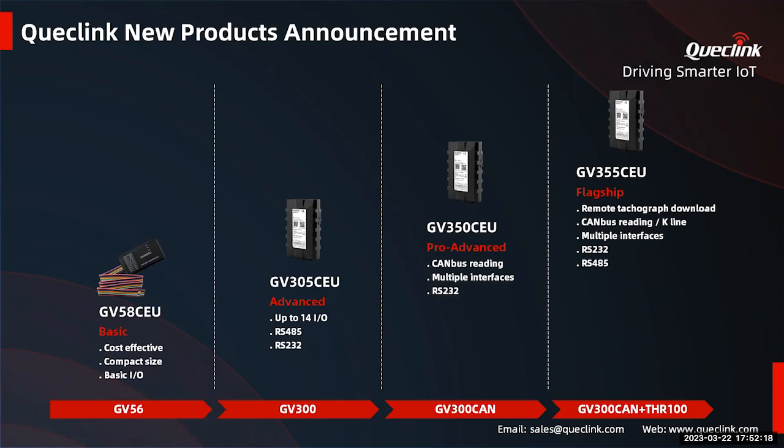So yeah, about the GV355 CEU. It's a combination of our GV300 CAN plus THR100. I think most of the customers in the European market who are working with tachograph, as it is a mandatory requirement, already know about THR100, which is our tachograph reader. So GV355 CEU is like a flagship device that we have, a combination of GV300 CAN plus THR100. We will be discussing more about this device in the next webinar. Most of the European clients and partners who are listening to us now should definitely join this webinar, as we'll be showcasing more features and what this device has in terms of its capabilities.